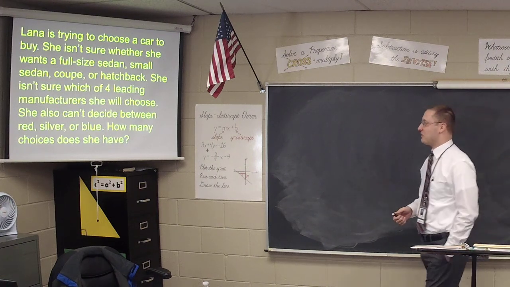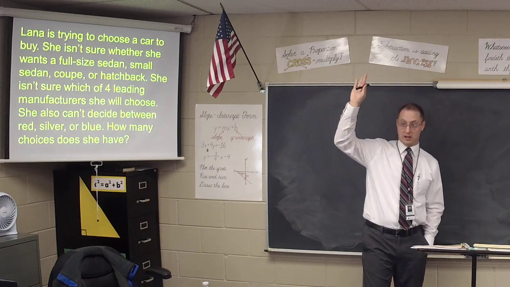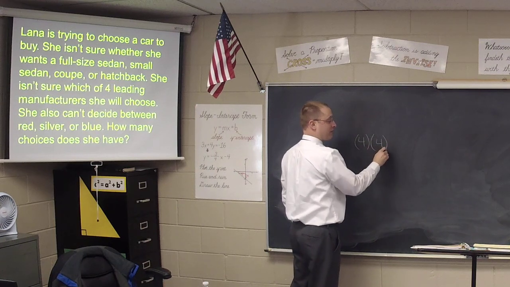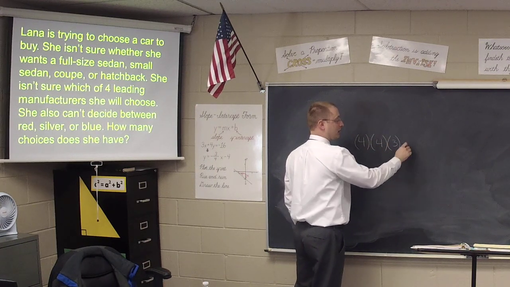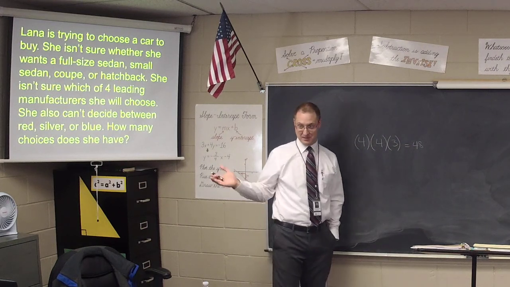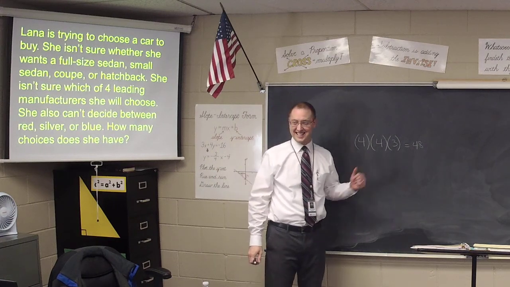All right, Lana, what you got here? 48. Good. How many have 48 different options available? So she's going to choose 4 different body styles, 4 different manufacturers, and 3 different colors. Comes to 48 different choices of car. That make sense? All right. Questions on this?